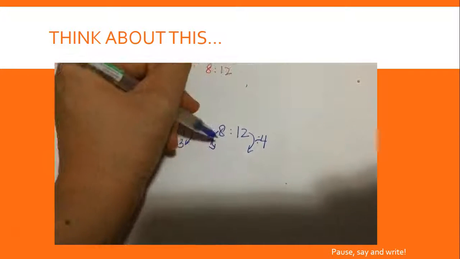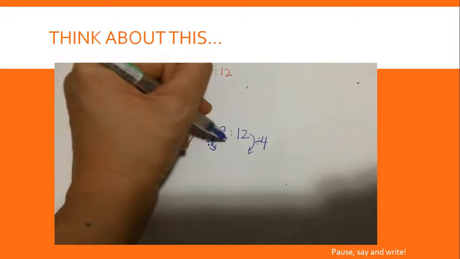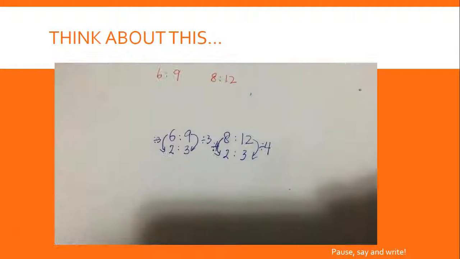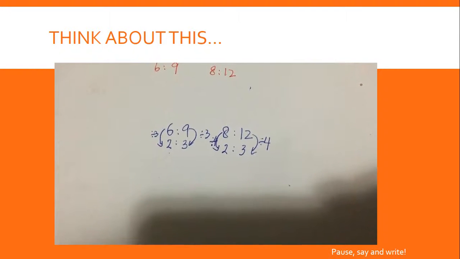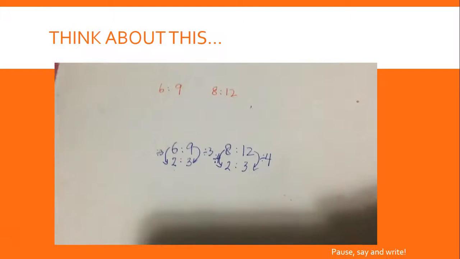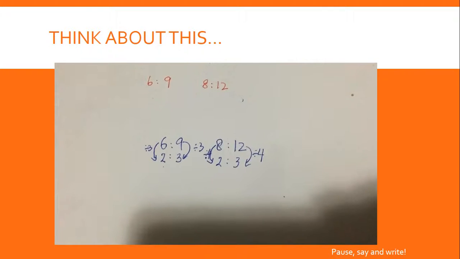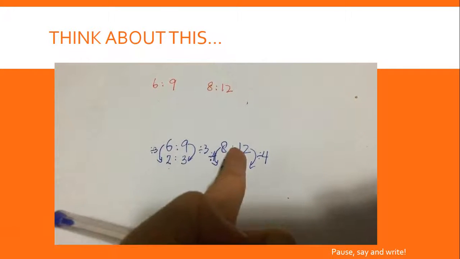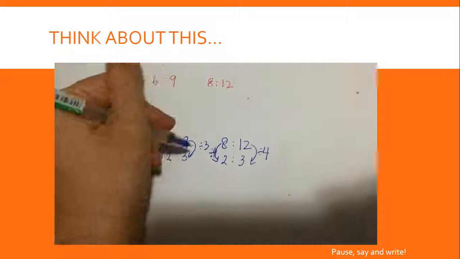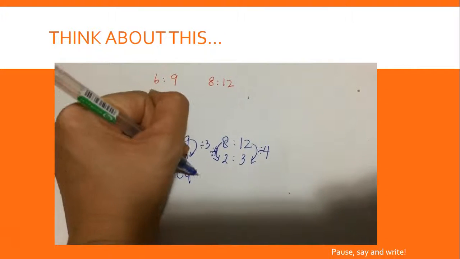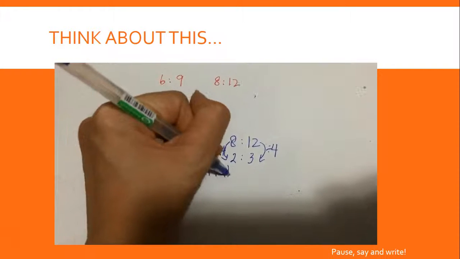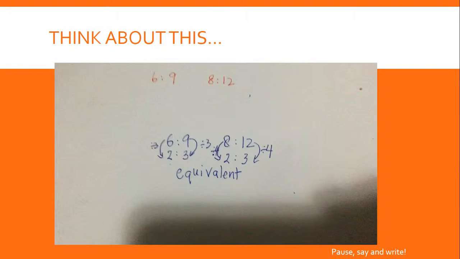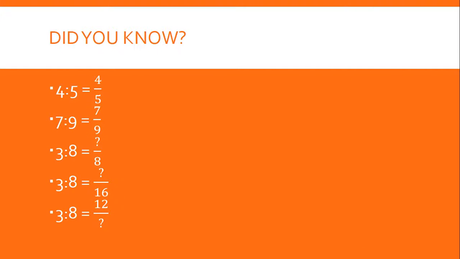Next, let's look at this ratio, 8 is to 12. Both 8 and 12 can be divided by 4. I'll divide this by 4, and I will divide this by 4. 8 divided by 4 is 2. 12 divided by 4 is 3. The simplest form is 2 is to 3.